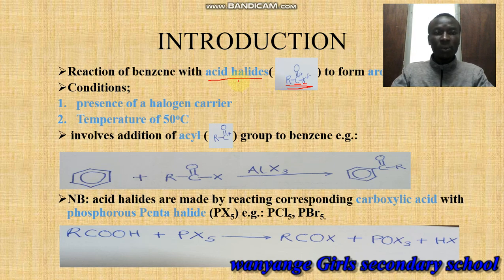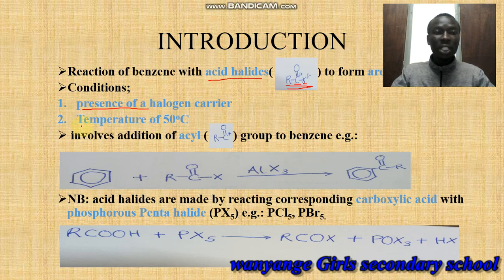Okay, now we have already defined that the reaction of benzene with acid halides, which have this general formula, to form aromatic ketones, is acylation. Now, the conditions for this reaction to take place are the following. Please note them. One, this reaction only takes place in the presence of a halogen carrier. This is one reason why most times students confuse it with alkylation, because both of them involve utilizing a halogen carrier. But the electrophiles differ.